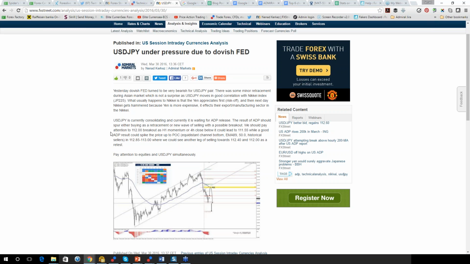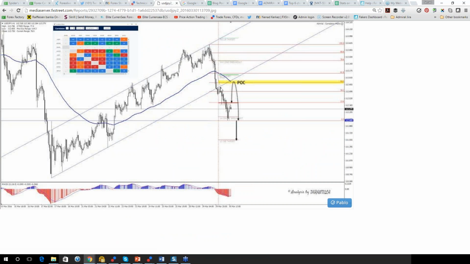Okay, before ADP we should pay attention to the 112 breakout, while a good ADP result could spike the price up to POC, where we could see another leg of selling. So what happened is there was a not so bad, I can say good, ADP release. The price went here to 69, almost 70, and now it's rejecting.